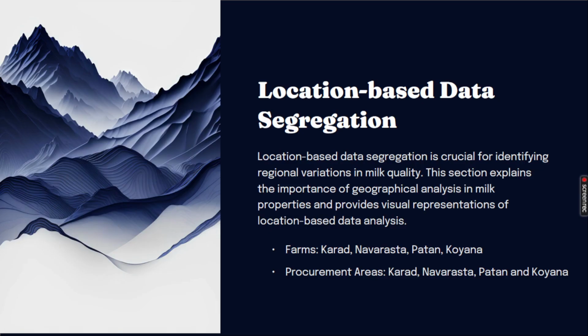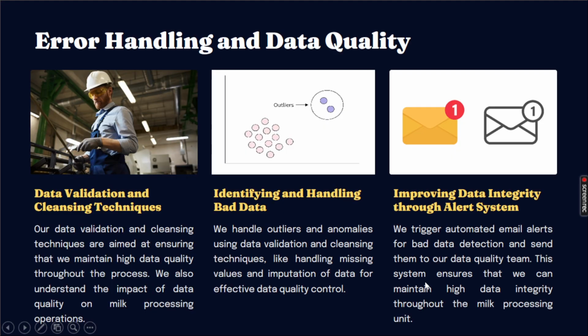One of the business logics is location based data segregation. To implement this business logic, we created four different locations using procurement areas like Karad, Navarasta, Patan, and Koina. Using these four different areas, the data is segregated. The last business logic is data handling and data quality, or the alert email system.